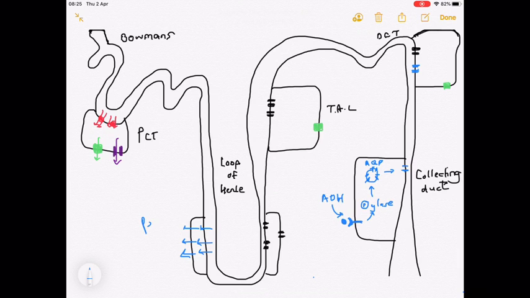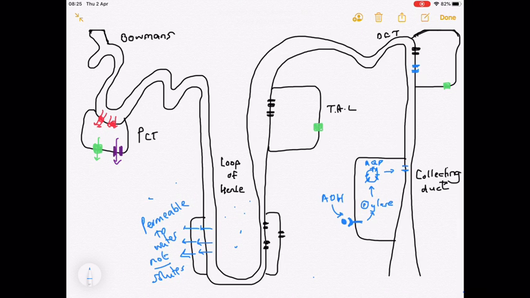So it's permeable to water. This is the descending limb, not solutes. But as we're going to see, in this area it's very salty. We have a high concentration of salts due to what's happening in the ascending limb, which I'll go on to next.